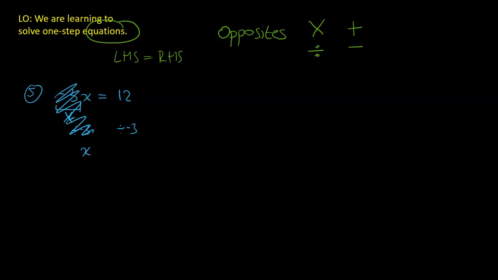That leaves us with the x. And then we've got 12 divided by negative 3. That's going to get us to negative 4. So it's just a bit more annoying because you're dealing with negatives. We can do the same with our division as well.